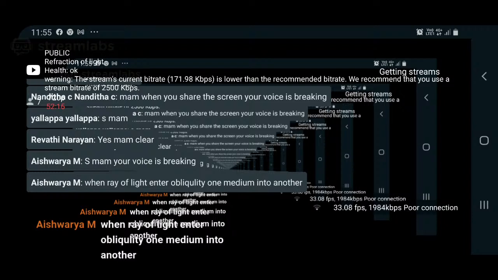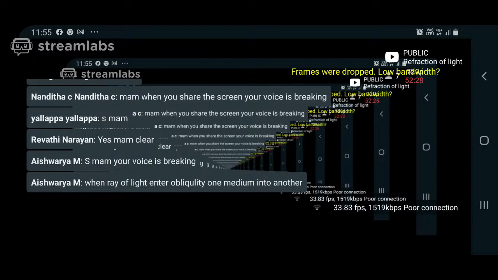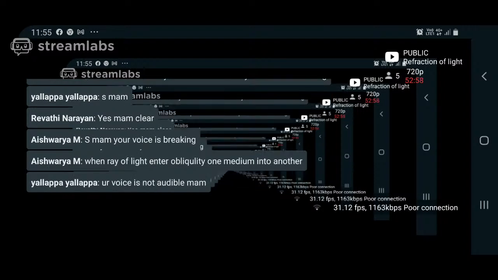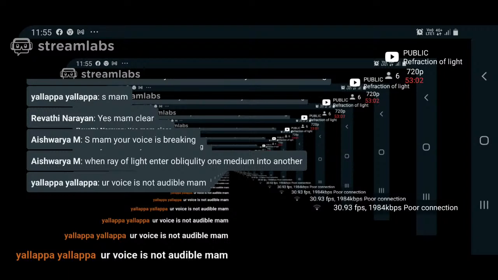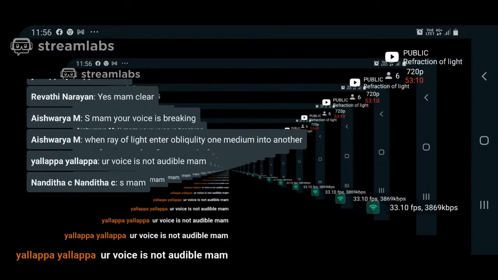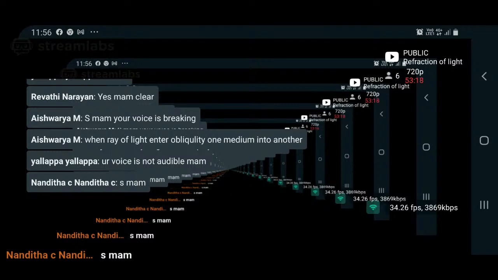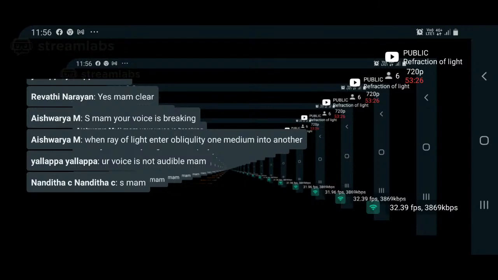These are the two laws of refraction. My next question is from lighter medium to the denser medium, how the refraction takes place, bending takes place compared to the normal line. Okay, if it is not audible, I can't do anything.